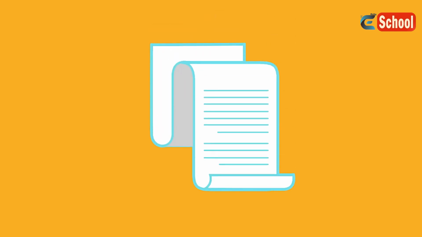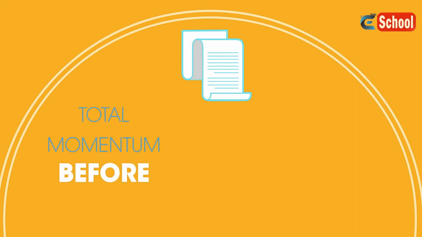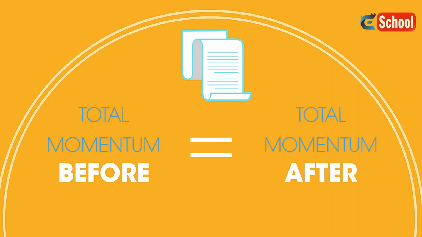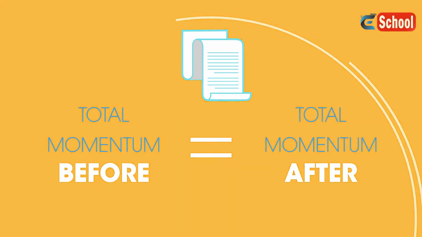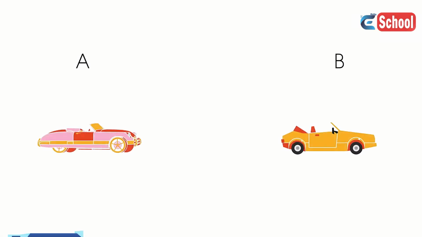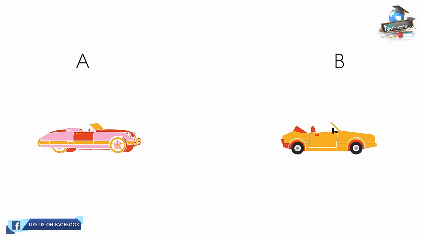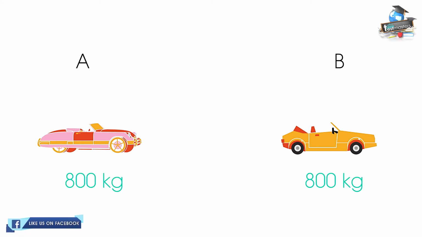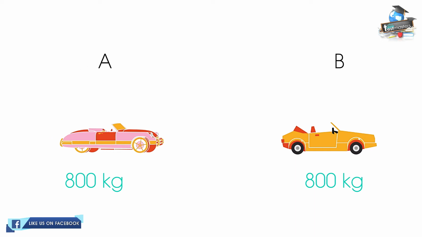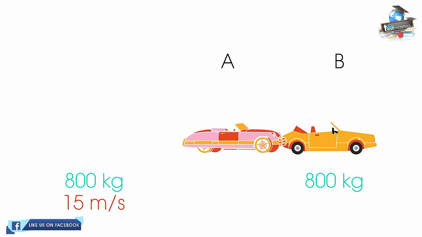So what's the law of the conservation of momentum? In a closed system, the total momentum before an event is equal to the total momentum after an event. Let's look at how to apply this. Two cars of equal mass, 800 kilograms, collide. Before the collision, car B is at rest, while car A is travelling at 15 meters per second. Calculate the momentum of car A.